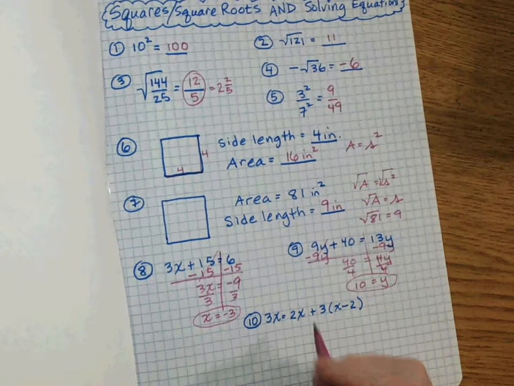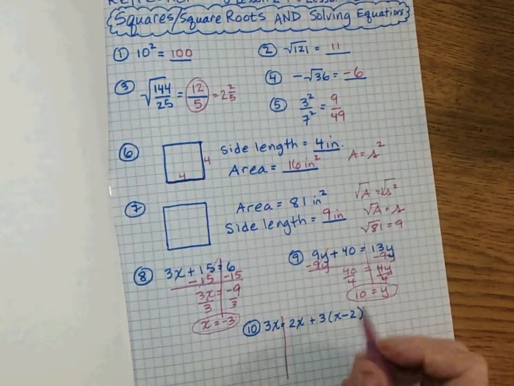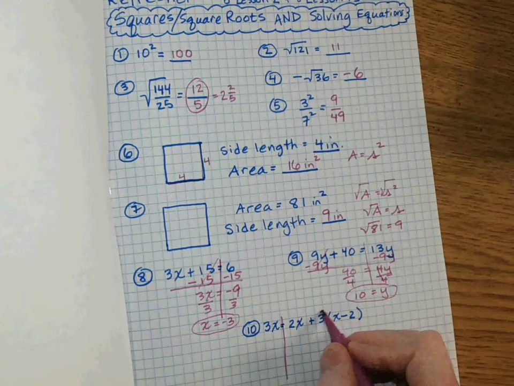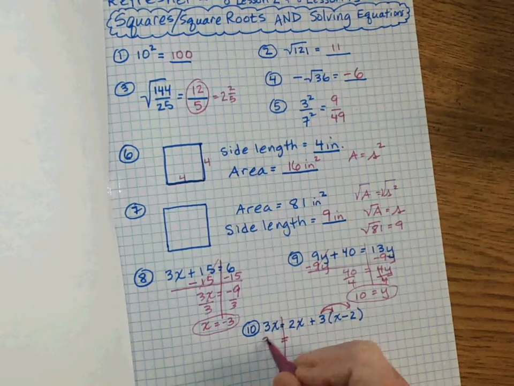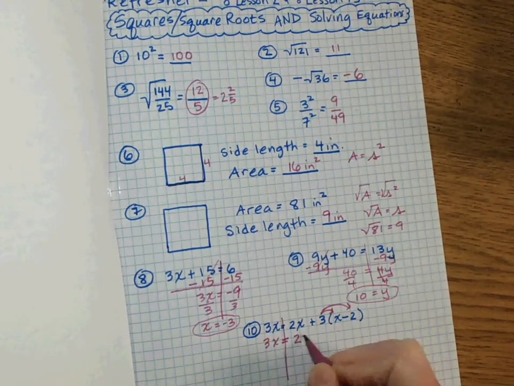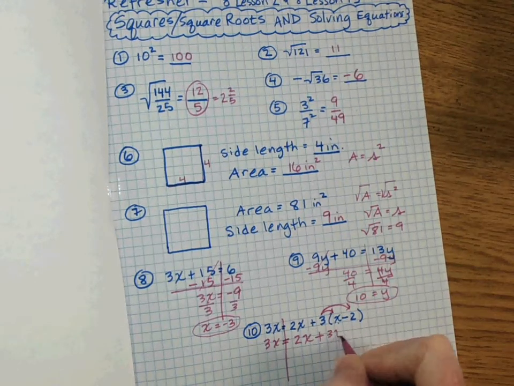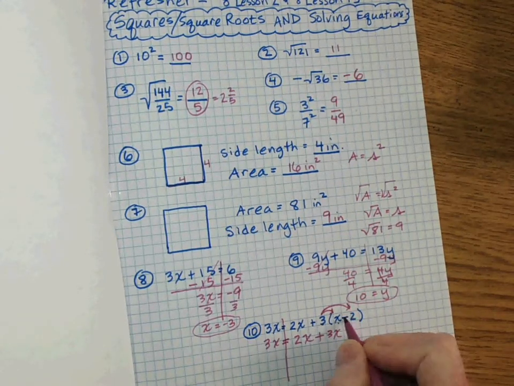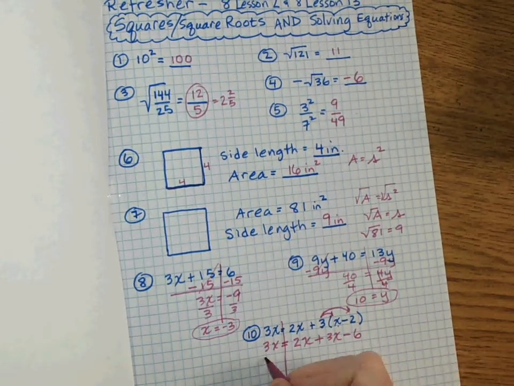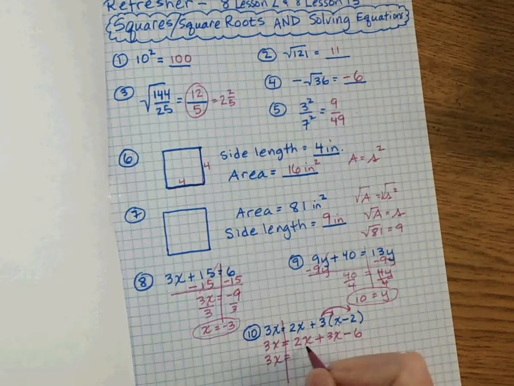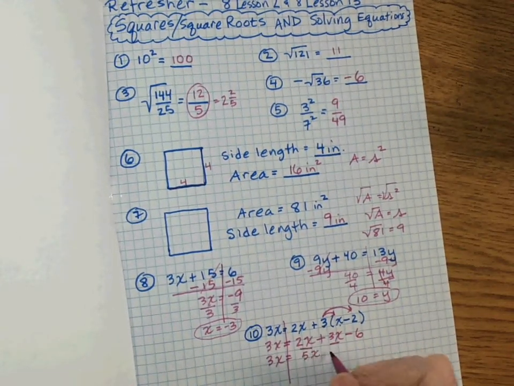And finally, don't call me after midnight. I see that I have parentheses, so I'm going to use distributive property. I am just going to write these down, and then I have 3 times x, which is 3x, and 3 times a negative 2, which is negative 6. I now want to combine like terms. 2x and 3x equals 5x.